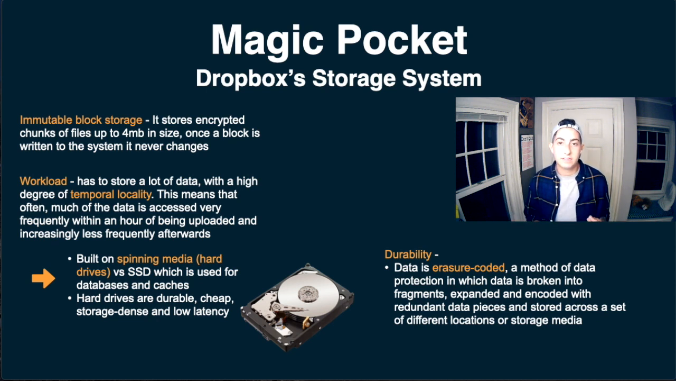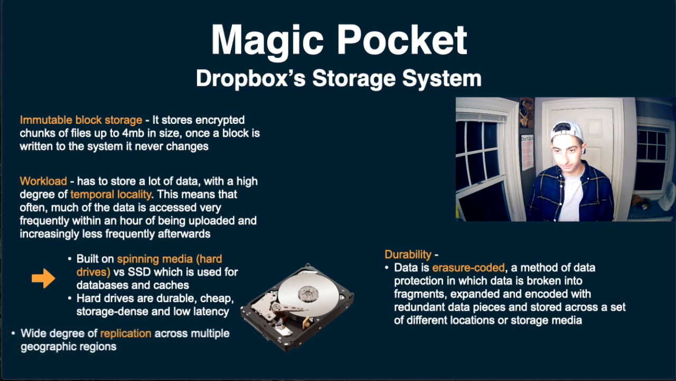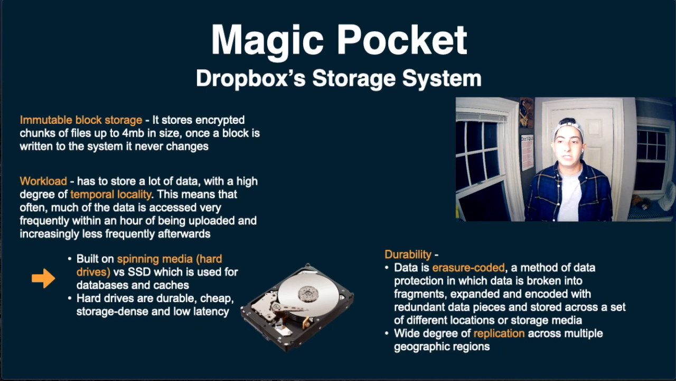Essentially, if there's a problem accessing the data as was originally intended, say I want a certain block of data and something is funky with that piece of data for whatever reason, if it is erasure coded, the code can use the different fragments combined with the parity fragments and reconstruct the original block, just in case there's some sort of issue with the original block itself. There's a wide degree of replication across multiple geographic regions. So they're replicating this data all over the place, just in case an entire data center goes down or something along those lines.